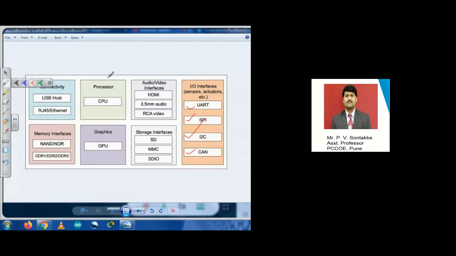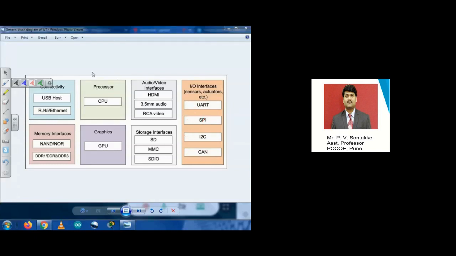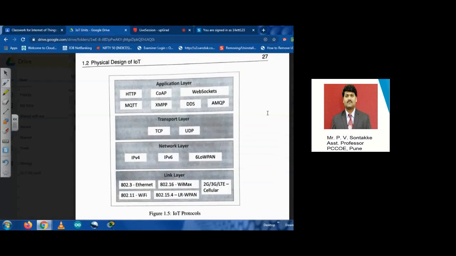So this is the generic block diagram. Every IoT device should have these capabilities. In examination, a question might be asked for 8 marks on protocols. In the previous lecture, we discussed the TCP/IP protocol layers and IoT layers. We'll be talking about the same again.